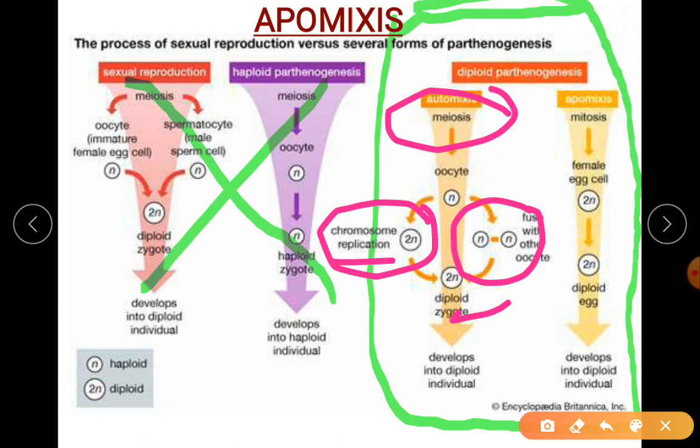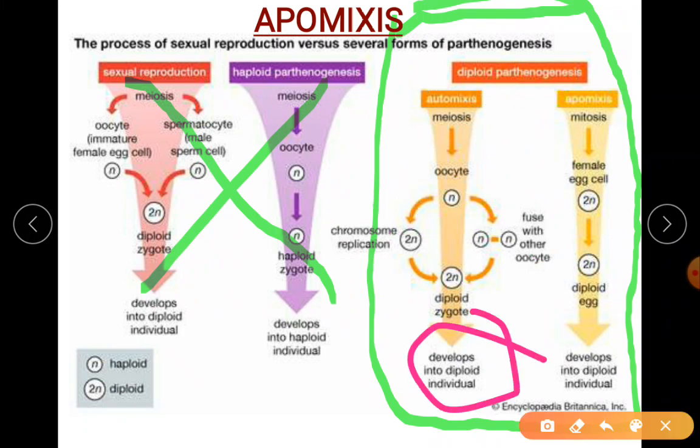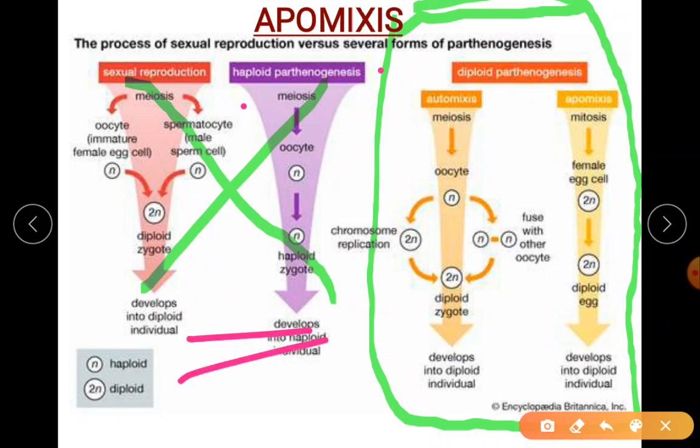And if in case it is single and does not find another oocyte, then the chromosome can replicate to form 2N. This is how it forms a diploid zygote. So I hope it is clear. Otherwise, it is through mitosis only that the female egg cell will be diploid. So direct mitosis. So you're getting some idea with this particular flow chart. This is sexual reproduction in general. This is asexual reproduction in general. So I hope it is clear.